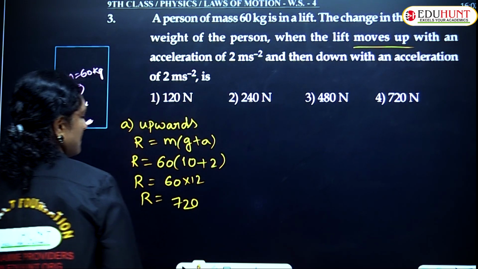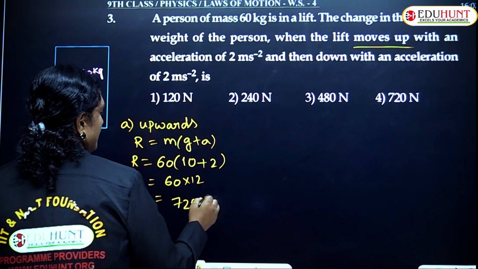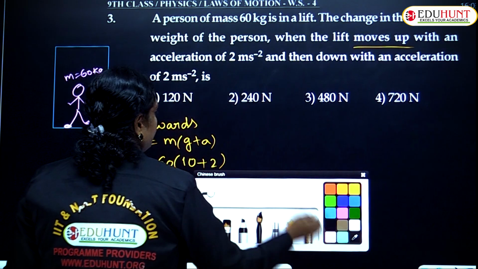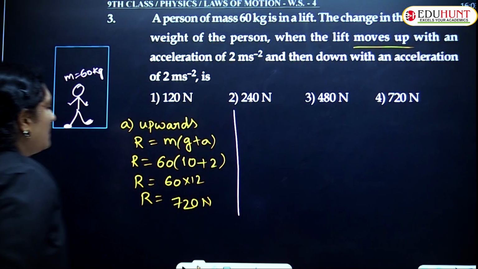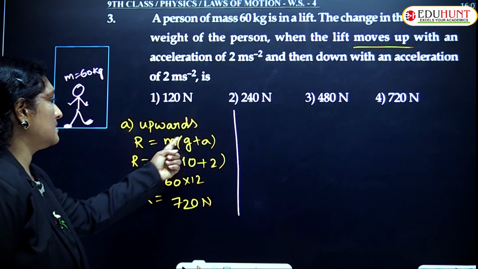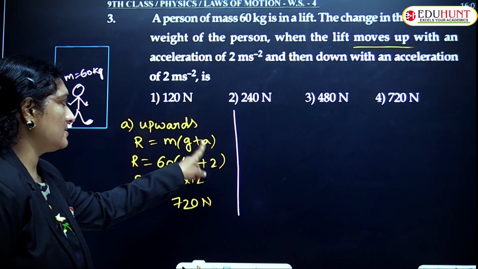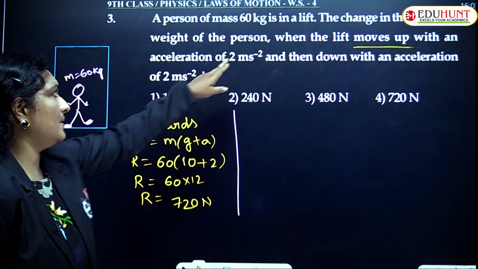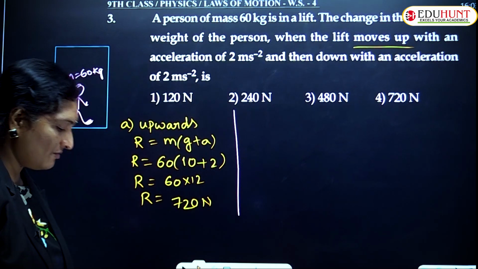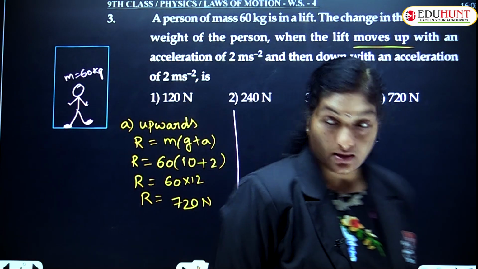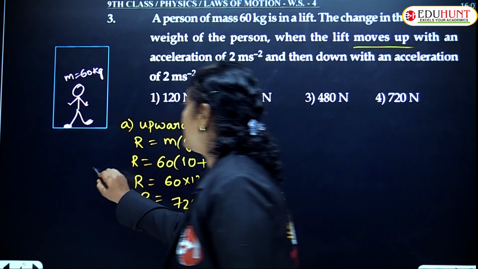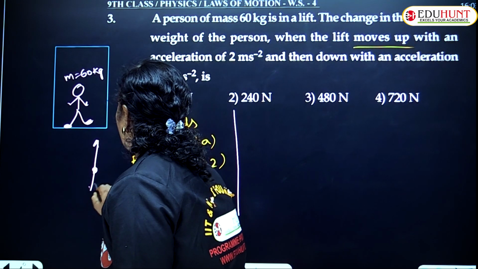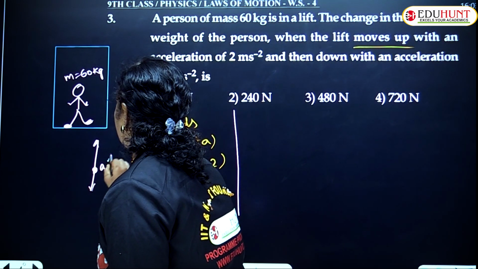So the answer is R equals 720 newtons. Clear? M into g plus a. M is 60, g I suppose as 10, and a is given as 2 meters per second squared. So we got the value of R as 720 newtons. This is the case when the lift is moving upwards.